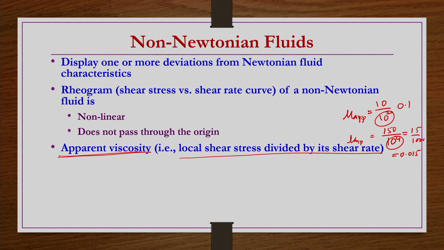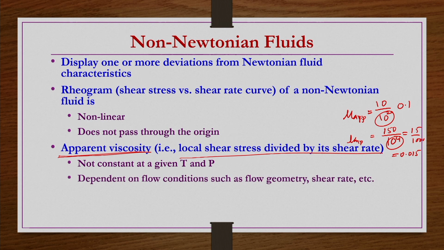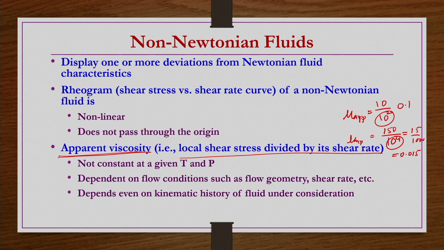So, this apparent viscosity is not constant, even at constant temperature and pressure. Even at constant temperature and pressure, the apparent viscosity is not constant for a non-Newtonian fluid, and it is dependent on the flow conditions such as the flow geometry, shear rate, etc. Then it even depends on the kinematic history of the fluid under consideration. We are going to see all these details anyway.